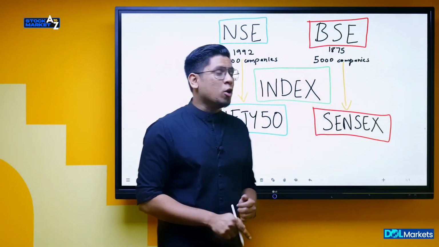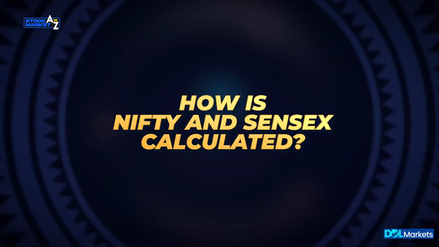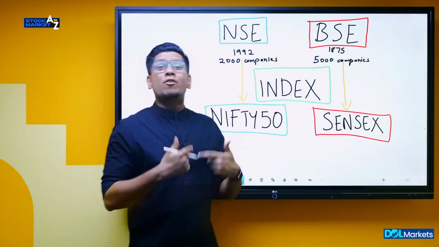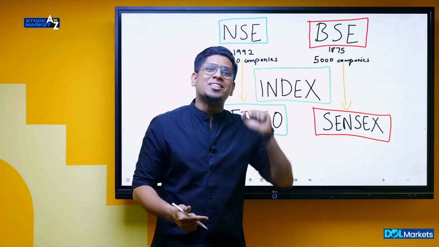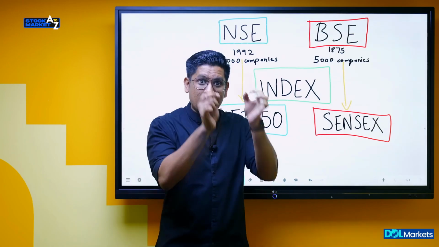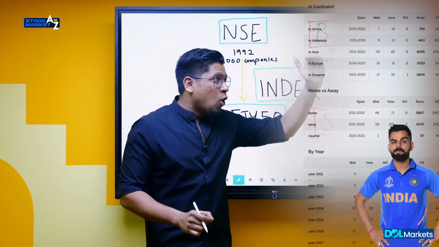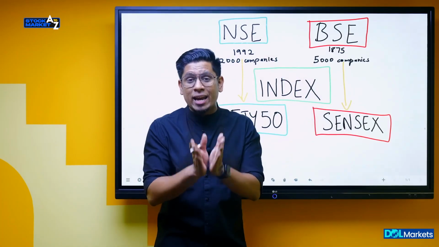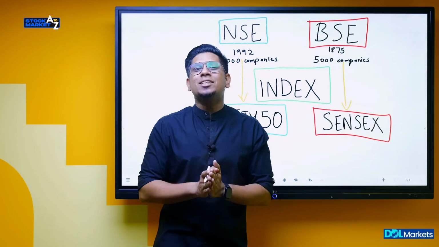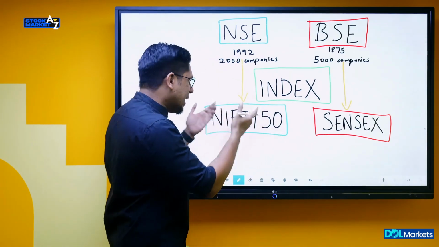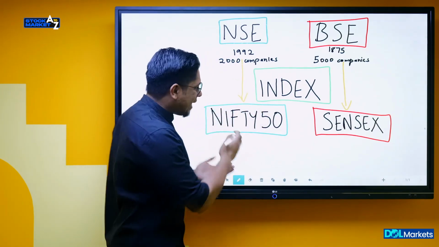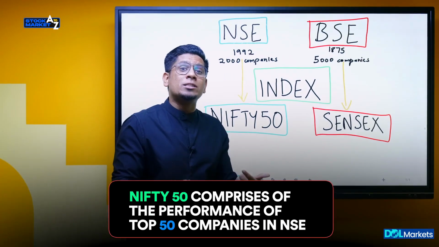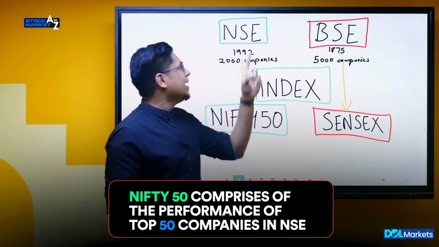So the next question in your mind will be, how is Nifty 50 calculated? How is Sensex calculated? Right. So in order to understand that, we'll have to revisit the Virat Kohli average calculation. How did we get to the average thing? We looked into all of Virat Kohli's innings, how many runs he scored, and then we arrived at the average number. But it is not the same case in the world of stock market. Let's take the example of Nifty 50. So as the name suggests, Nifty 50 comprises the performance of the top 50 companies in NSE.